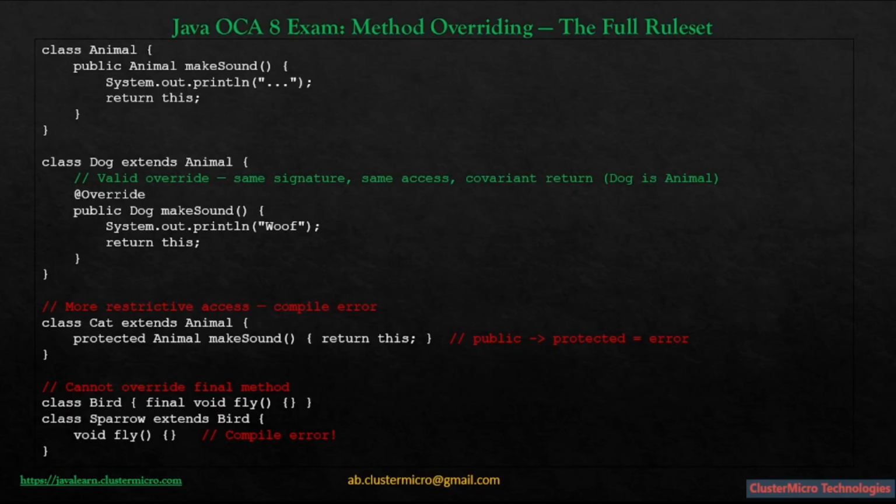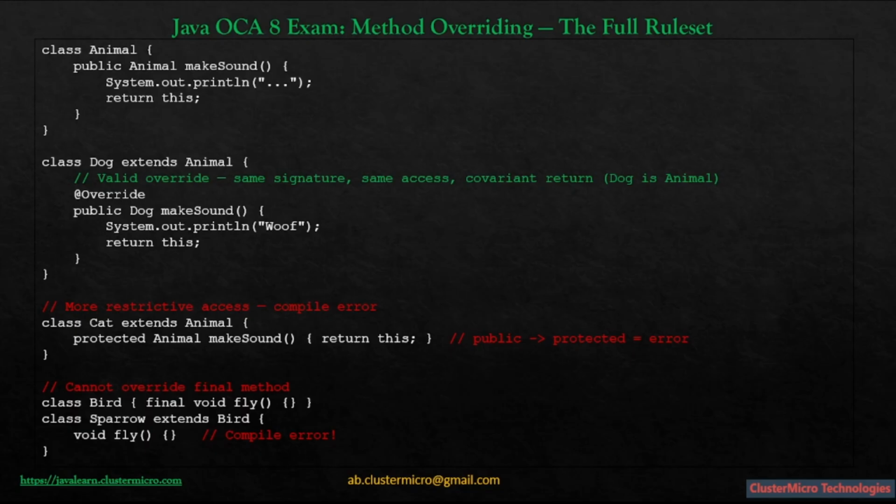Final on a method is a deliberate decision by the class author, right? So they are saying this method's behavior must not change in subclasses. It guarantees consistency and predictability across the entire inheritance hierarchy. But note that final on a method is different from final on a class. A final class cannot be extended at all. A class with a final method can still be extended and subclasses just cannot override that specific method.